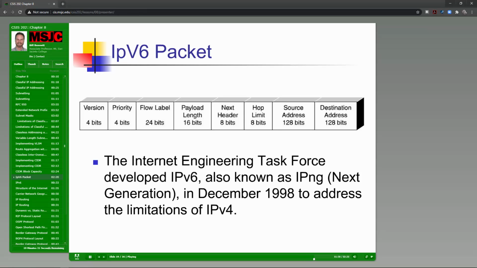And then of course the source address and destination address remain the same, except that the difference is now we're using 128-bit addresses as opposed to 32-bit addresses. And then the checksum is the way that we check for reliability, make sure that the information was received correctly and can detect errors.